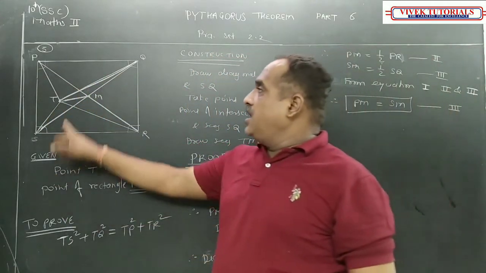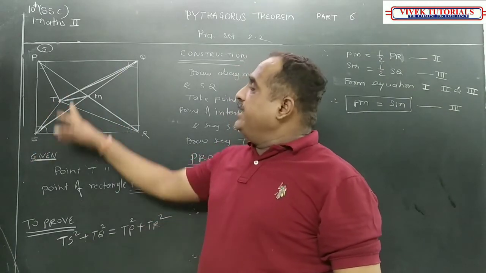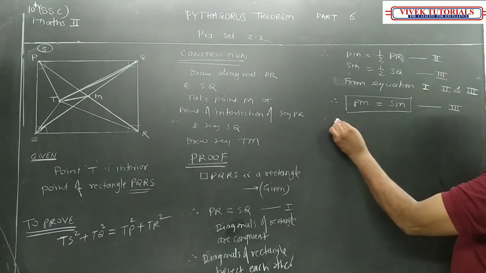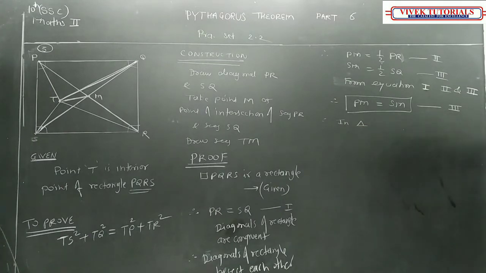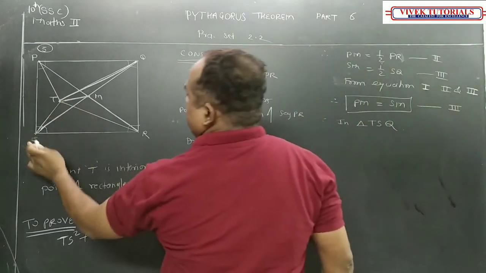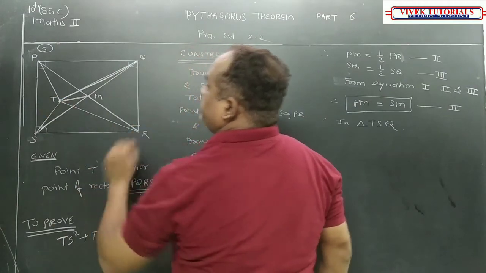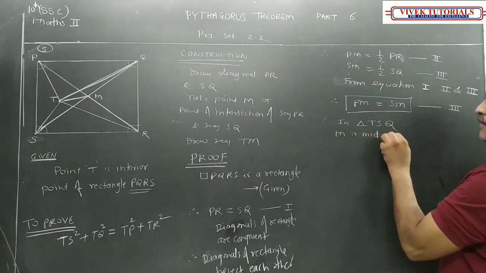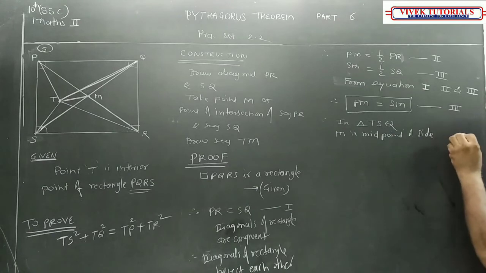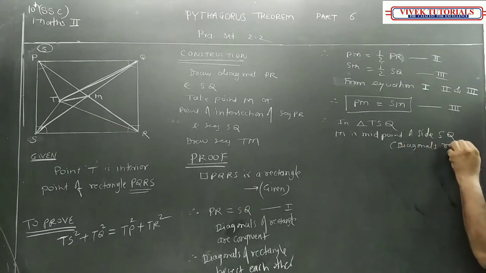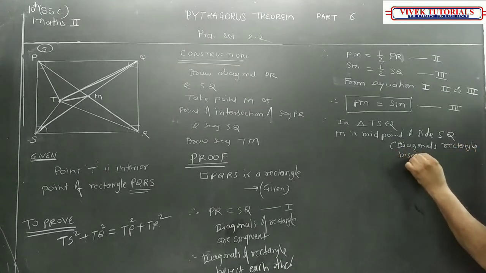We have to see that TS and TQ are part of which triangle? So I can write that in triangle TSQ. In triangle TSQ, this is T, this is S and Q. Okay. What can I write? M is midpoint of side SQ. Reason: diagonals of rectangle bisect each other.